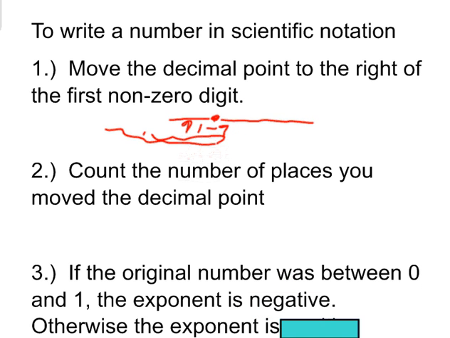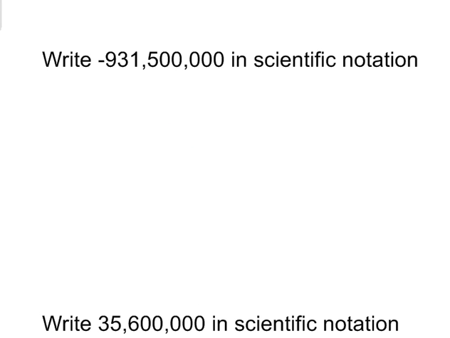If the original number was between 0 and 1, the exponent is negative. If the original number was greater than 1, the exponent is positive. Well, let's practice. Here's our first number in standard notation. We want to write it in scientific notation, so I'm going to move 1, 2, 3, 4, 5, 6, 7, and 8. So I've got 9.315 times 10 to the 8th.